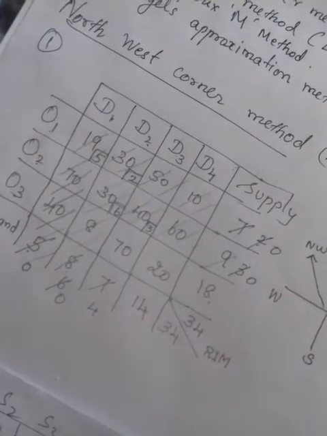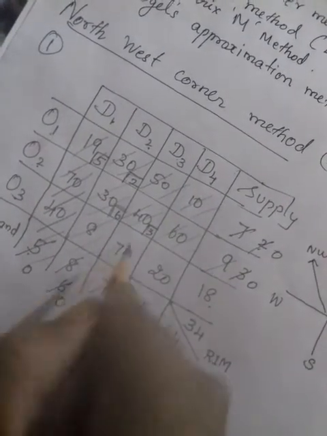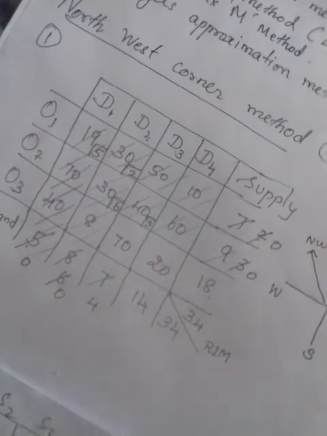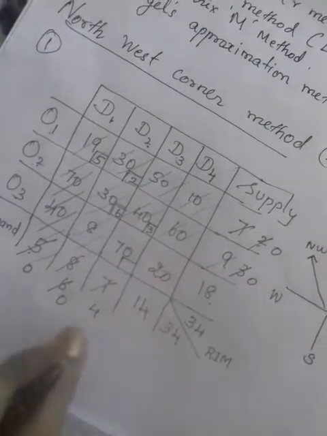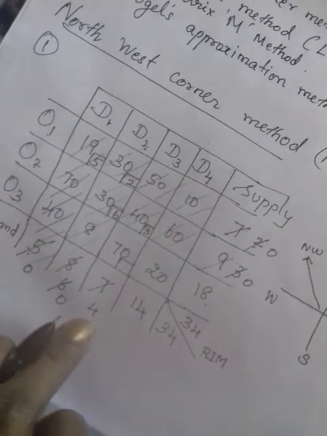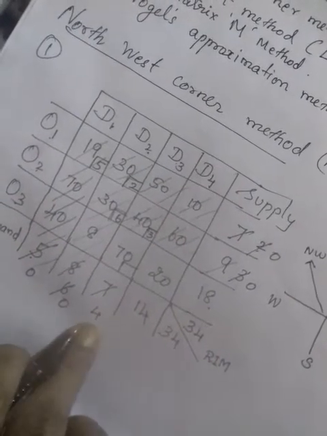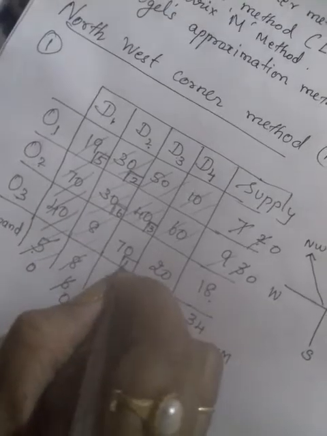Now which is the next topmost northwest corner? This one. Put one box and start allocating. Which is the minimum? You have to send 4 products, no? So you have to send 4 products here.